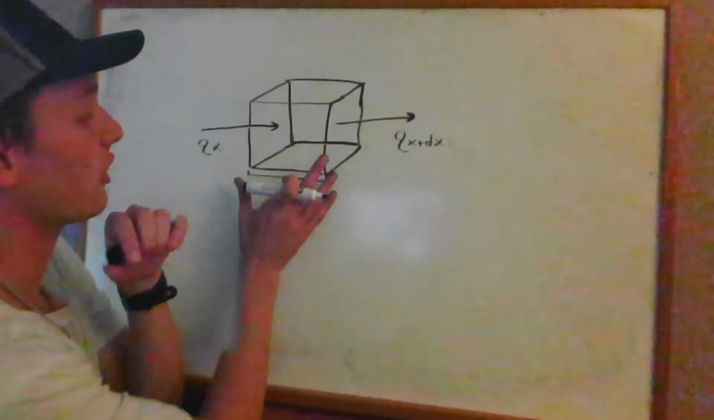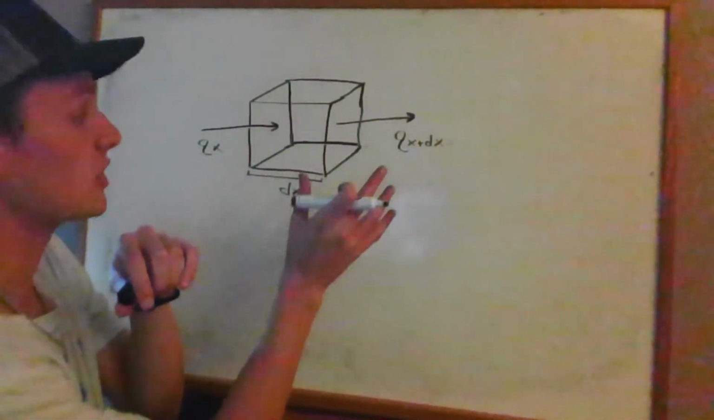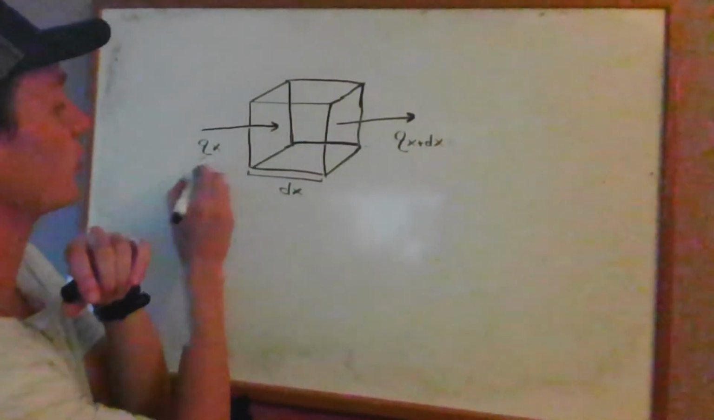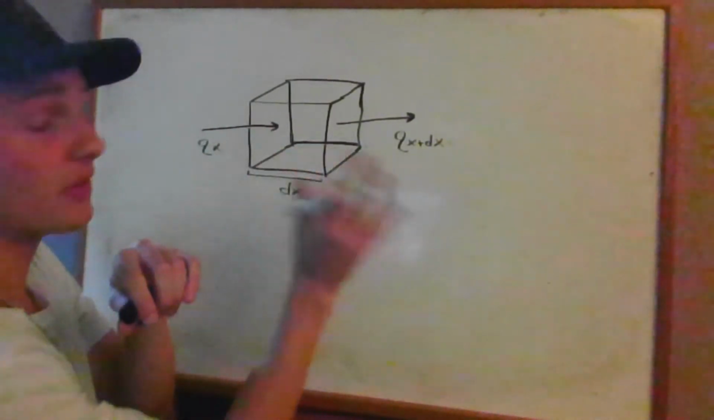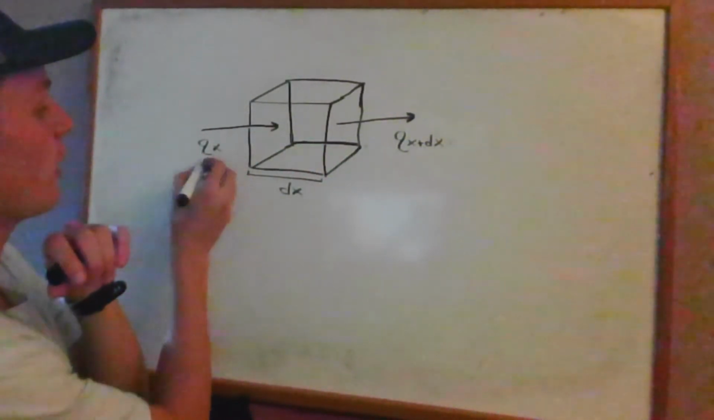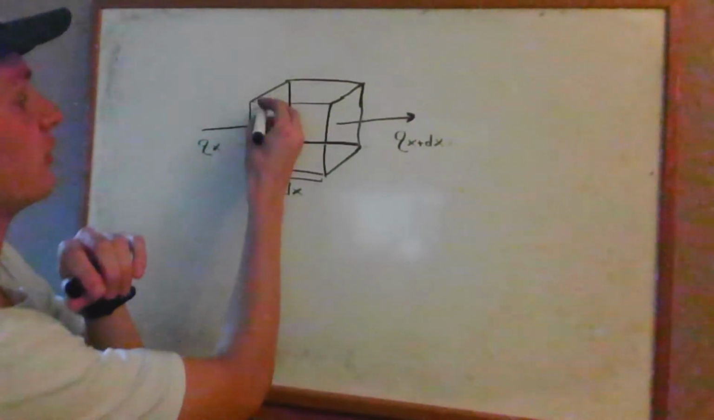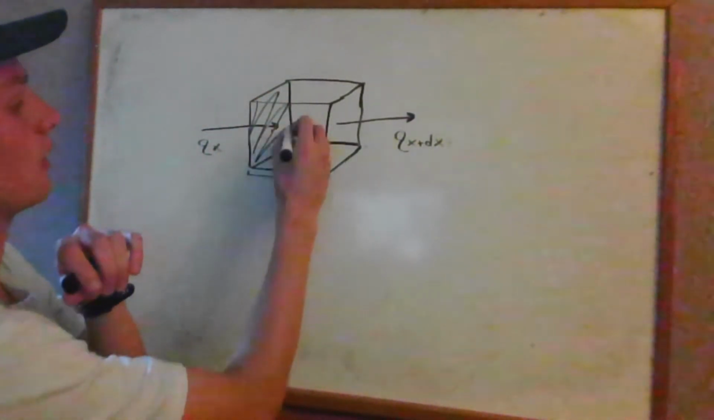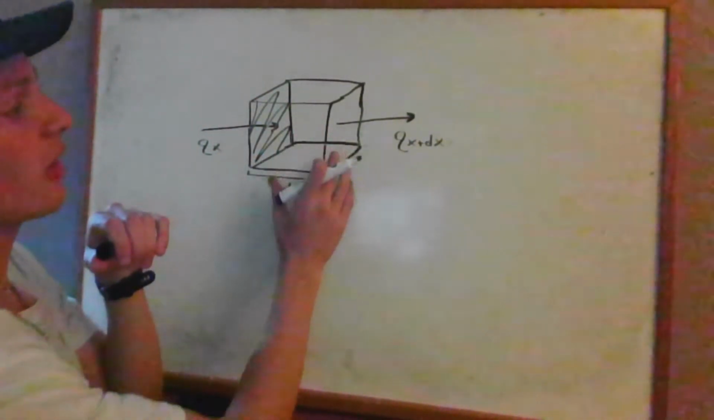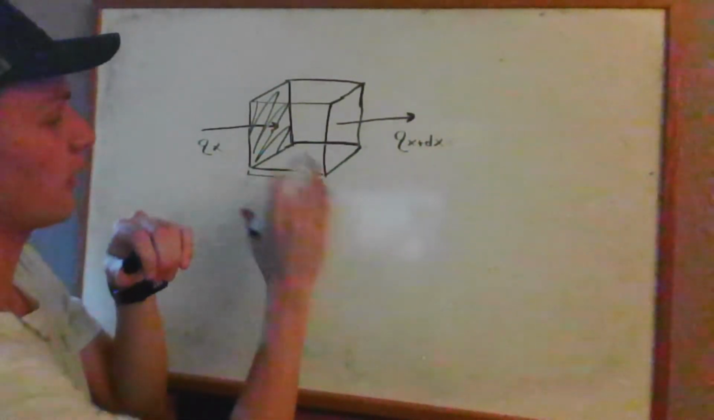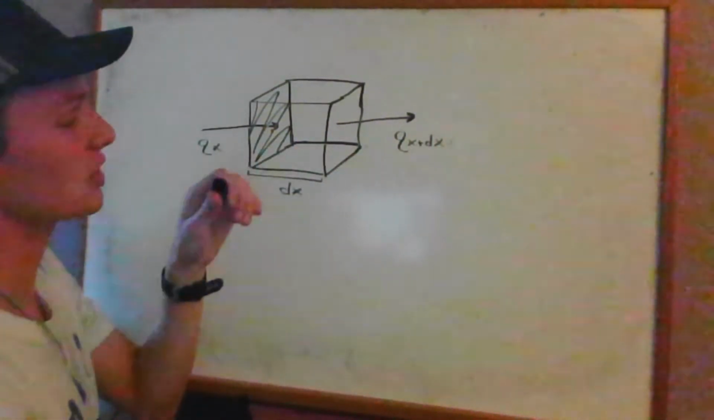So right here I've drawn a very simple controlled volume that's three-dimensional. We have a cube. And I first want to talk about just heat flow in the x direction. So we have heat flow q sub x entering this face of our cube here, okay? And then we have heat flow exiting the cube on the other side, of course, still in the x direction.